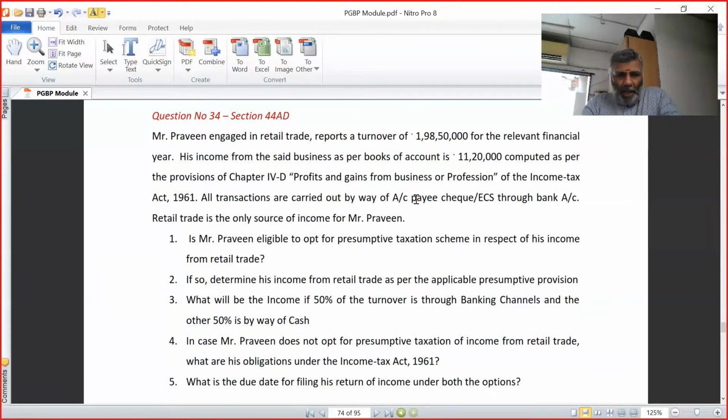Question 1. Is Mr. Praveen eligible to opt for presumptive taxation in respect of his income? If so, determine his income. What will be the income if 50% of the turnover is through banking channels and 50% through unapproved modes? In case Mr. Praveen does not opt for presumptive taxation, what are all the obligations? What is the due date of filing the return under both options?